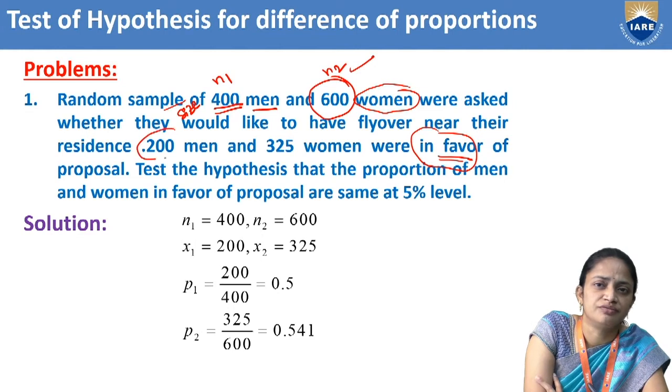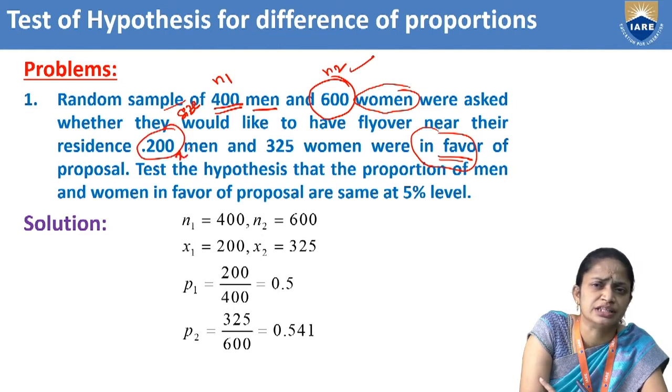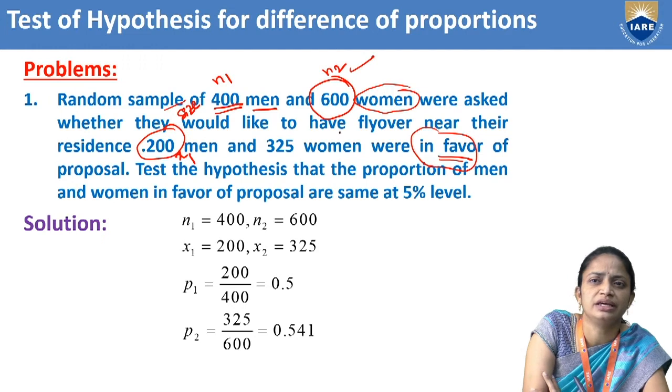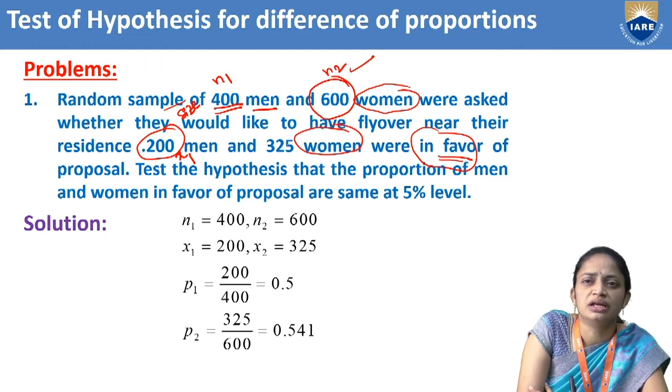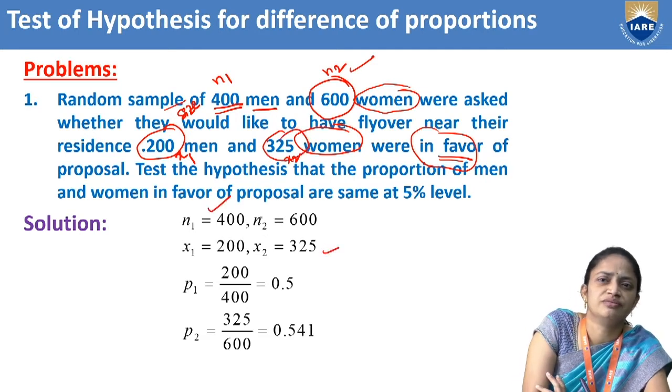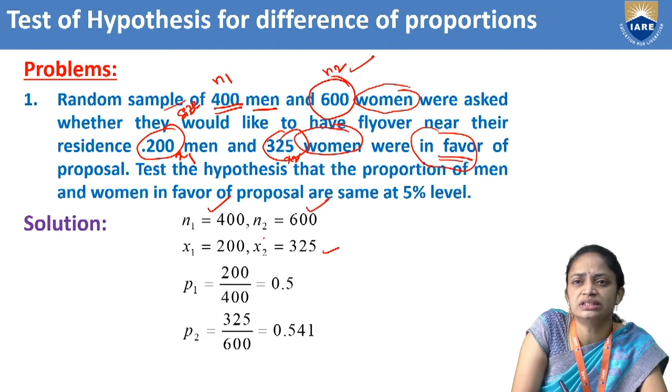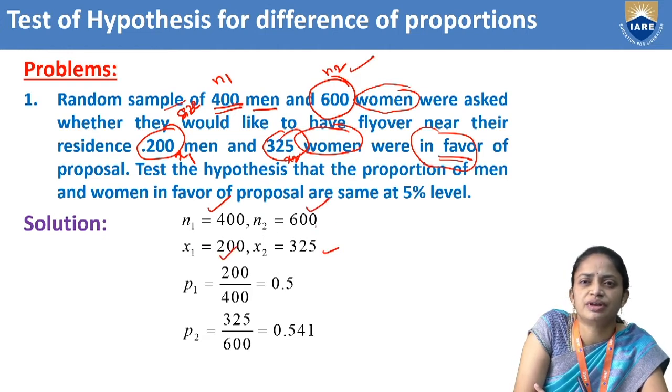Here, in favor of the proposal means, let us consider this the x value, for men and women both. For men that is x1, so x1 value is 200, and for women let us consider that x2, so x2 value is 325. So n1 is 400 and n2 is 600.